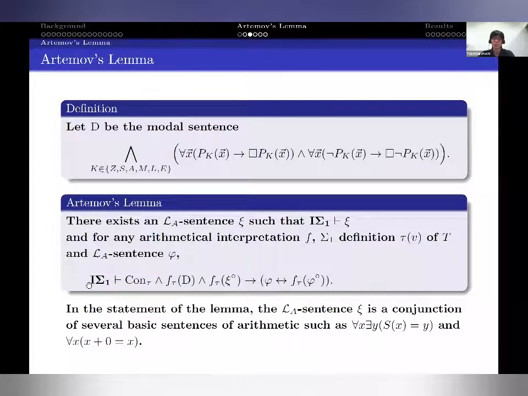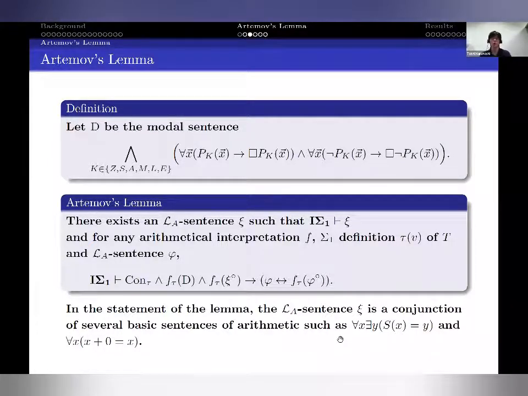And originally, this statement is provable. This lemma is proved for PA, but de Jonge proved that PA can be replaced by I sigma 1. And in the statement of the lemma, the arithmetical sentence xi is a conjunction of several basic sentences of arithmetic, such as for all x, there exists y, such that the successor of x is y, and so on.